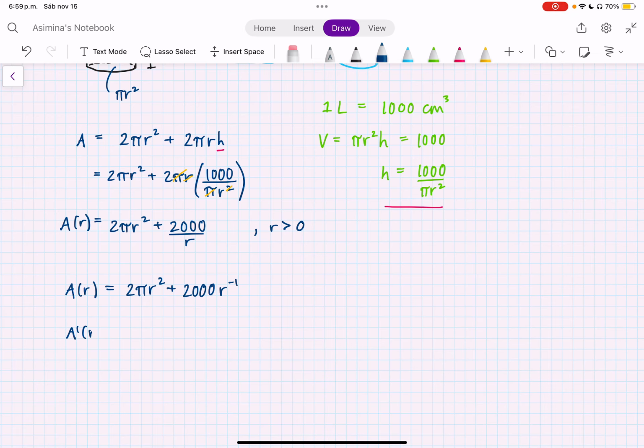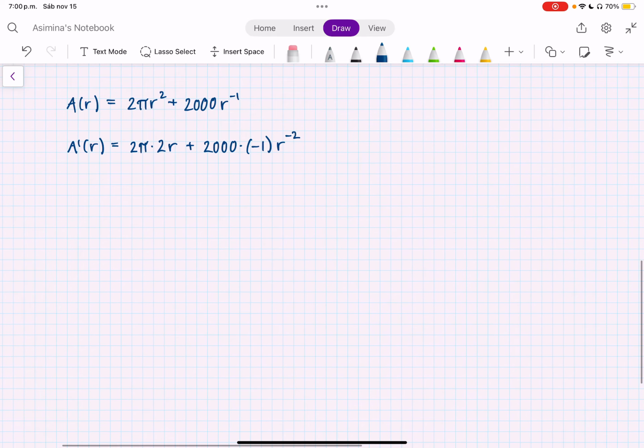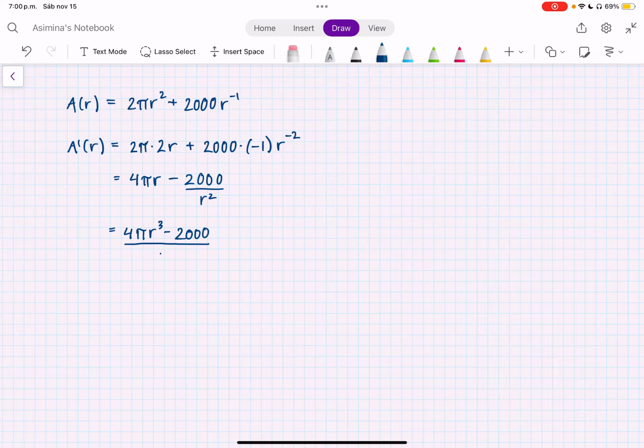So what is the derivative of this with respect to r? So it'll be 2 pi times the derivative of r squared, which is 2r, plus 2,000 times the derivative of r to the minus 1, which is minus 1 r to the minus 2. So let's simplify this a bit. This is 4 pi r minus 2,000 over r squared. Now we want to set this equal to 0 and see what values of r make this 0. So I'm going to rewrite this as 4 pi r cubed minus 2,000 over r squared.